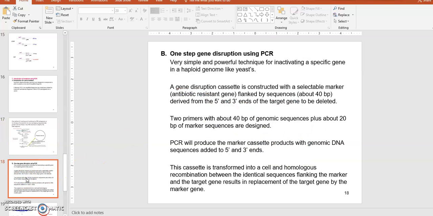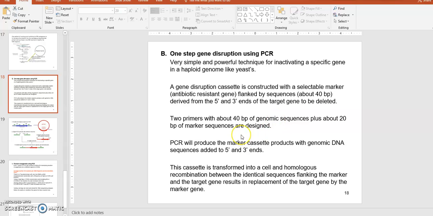Okay. And then another way of disrupting, one-step gene disruption. So gene disruption means it's a mutation process. The gene sequence will be mutated. That's what gene disruption means. You can use the PCR process for that.